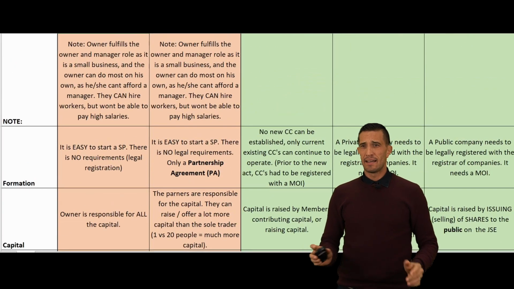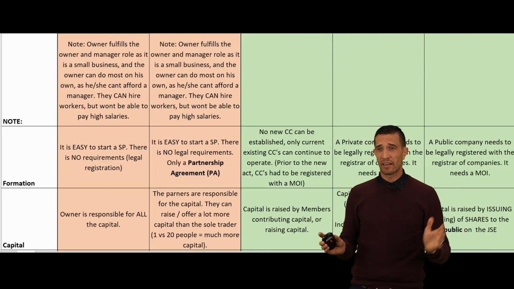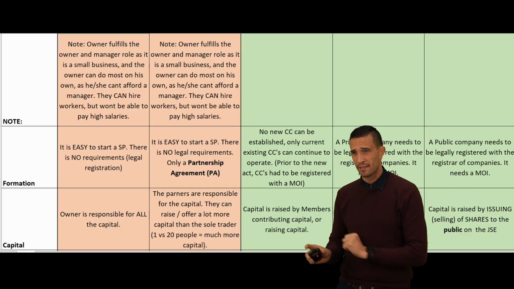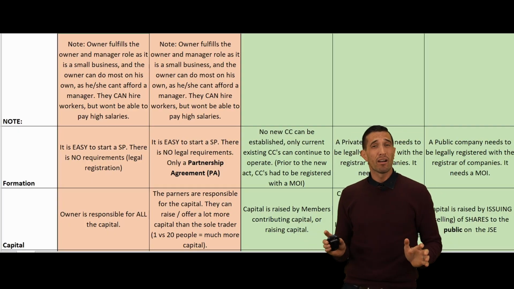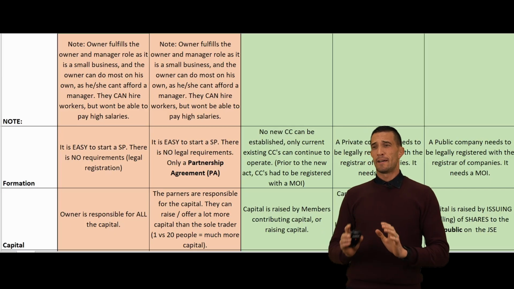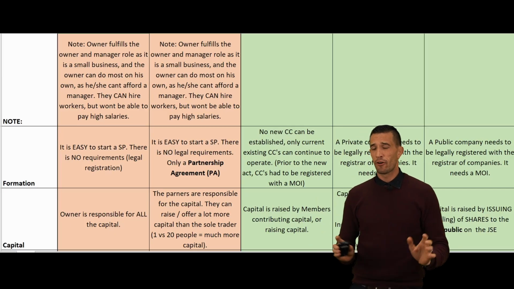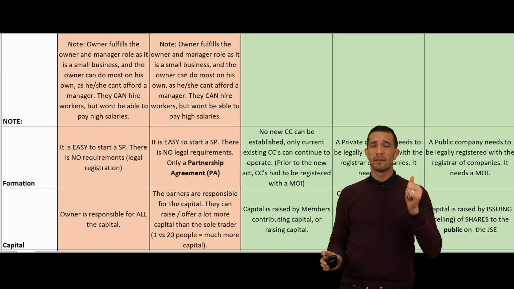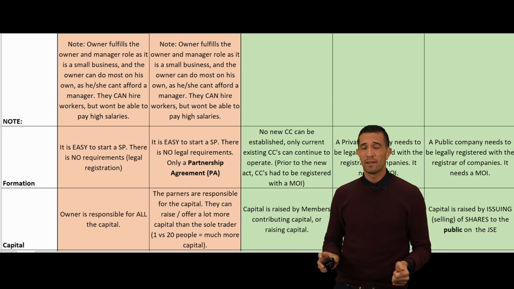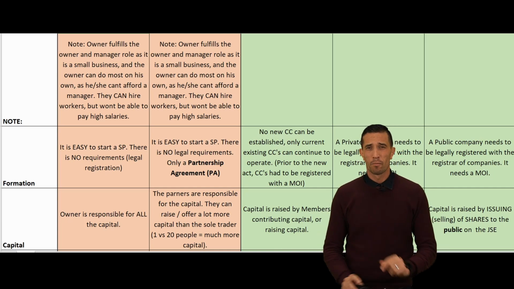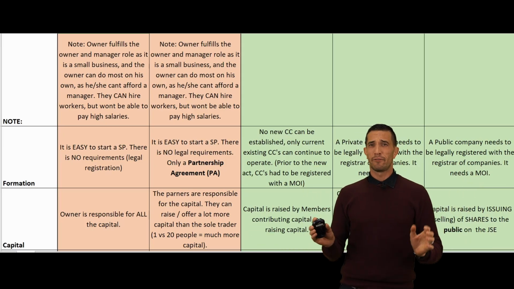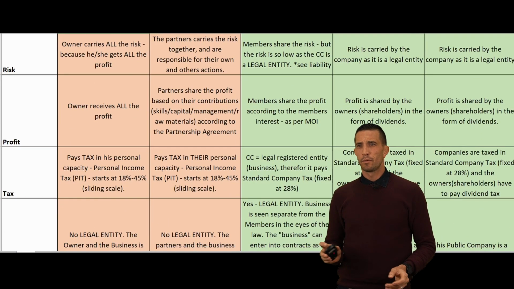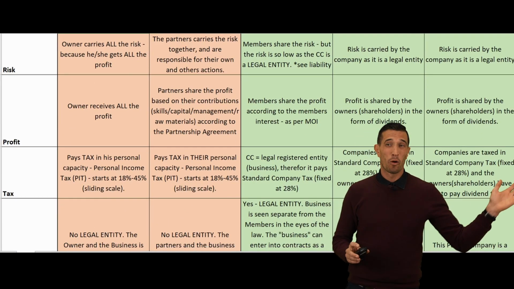When we look at the formation, it's easy for a sole trader to start, no legal requirements. With a partnership, the same, they just have to have a formal partnership agreement. With a CC, you can no longer establish a closed corporation. Previously, they also had to have a formation statement. And then your private and public companies, they need to be registered with the registrar of companies. They have to submit their memorandum of incorporation, and all the formal documents that are required with it, like a prospectus.